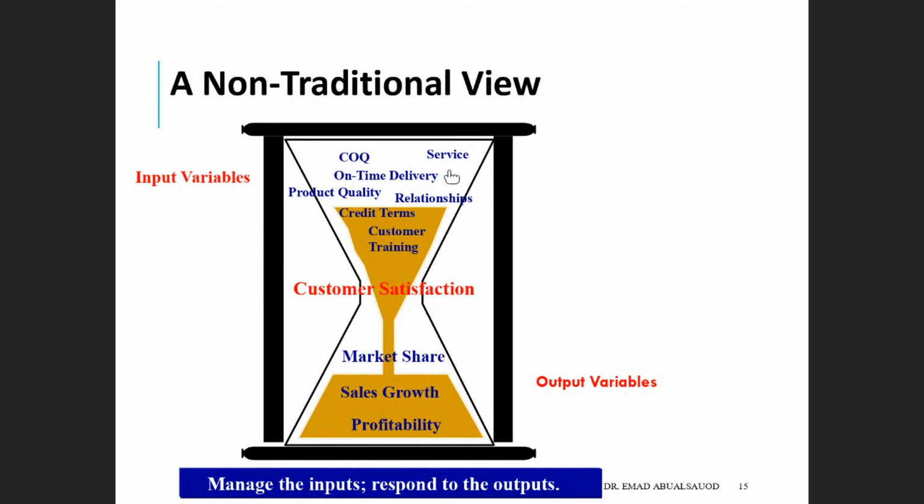So you manage the input variables here with consideration of your customer requirements to meet customer satisfaction, and the market share, the sales growth, the profits, those are outputs, and you respond to them. If it's not meeting your business strategy, you go back here. You don't just work on this side, where you just increase prices to improve your profit or your sales growth at the end, okay?